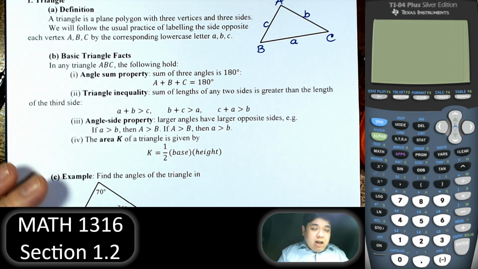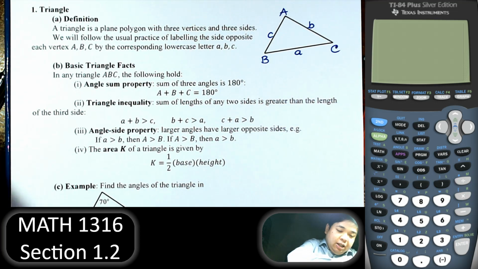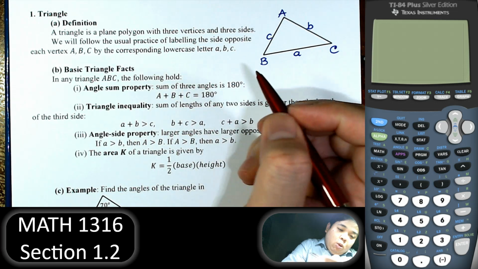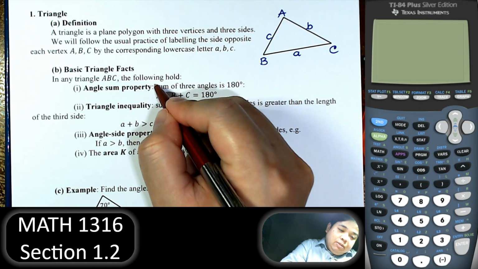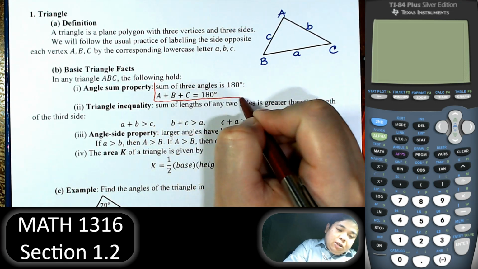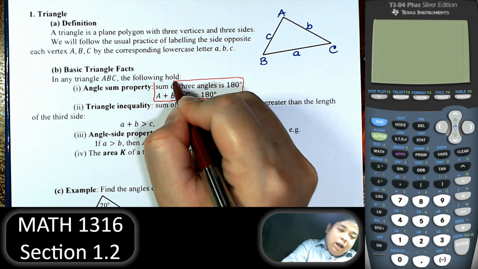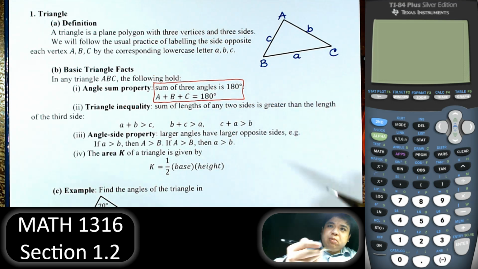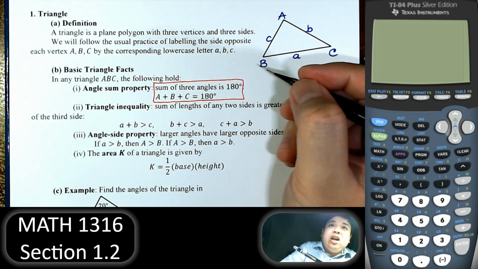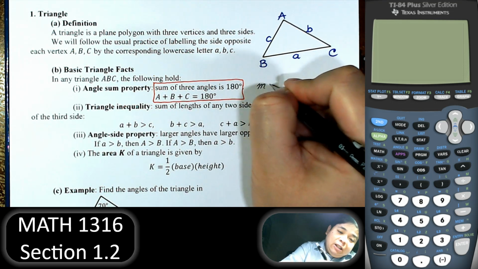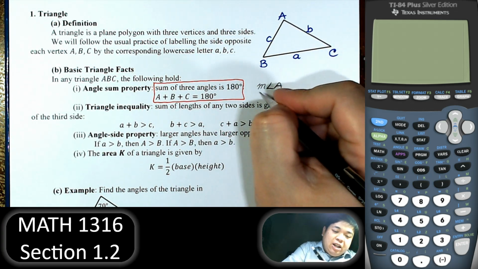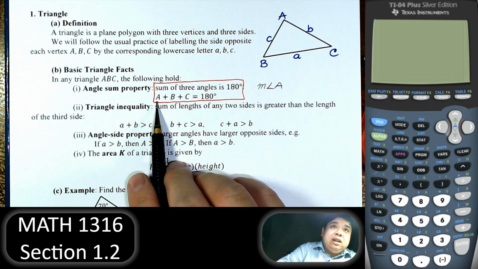Now basic triangle facts. The sum of the three angles is 180 degrees. So all angles add up to 180 degrees. And by the way, in high school geometry, usually we say the measure of angle A. That was unnecessary. I just say angle A, the measure of angle A, B, C, which is a letter.